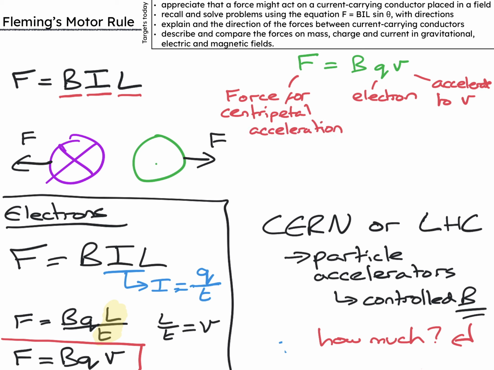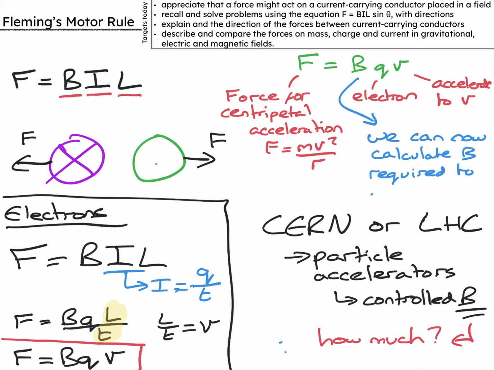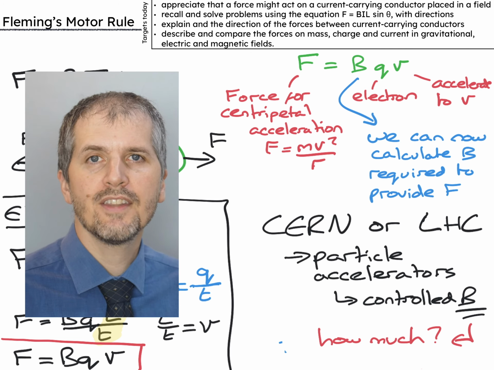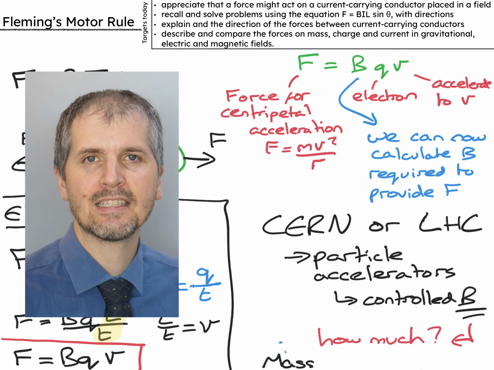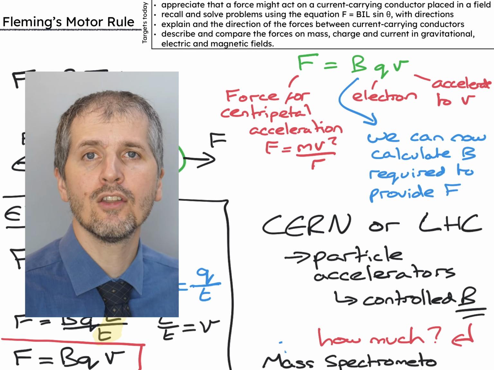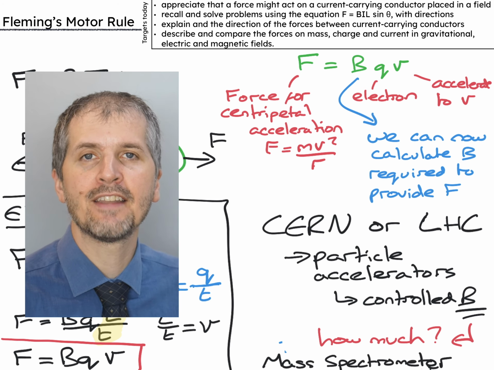This is the basics of circular motion, and the force needed is F equals mv squared over r. So we know Q, we know V, and we know F. Therefore, we can easily calculate the magnetic field required to keep the charged particle moving in a circle. Another great example of this is in the mass spectrometer, but we'll have another look at that particular device in another lesson video.